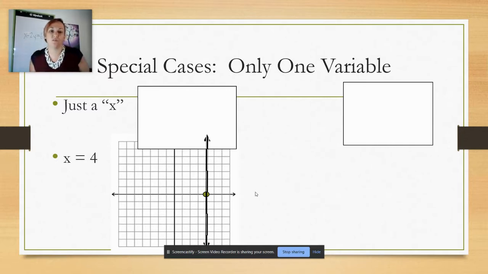Very specifically, this is going to be a vertical line going straight up and down through the number 4 on the x-axis. We can't go left or right because then the x will change to a different number. And this very specifically says x can only be the number 4. Again, when it's only the letter x, it's always a vertical line.